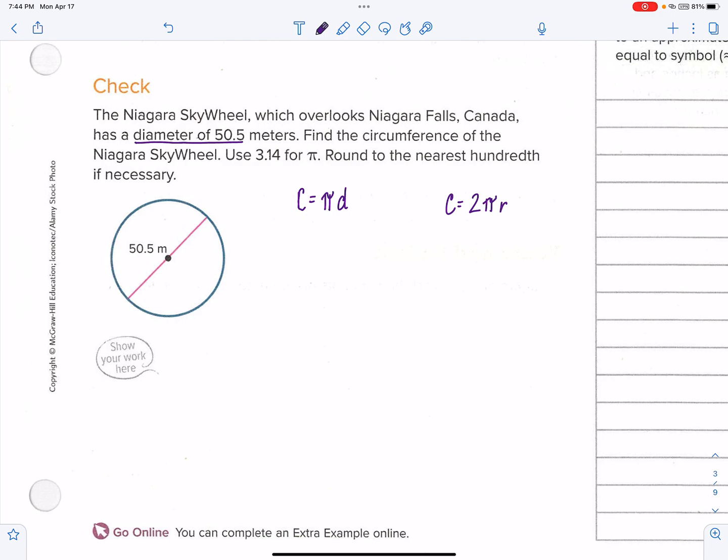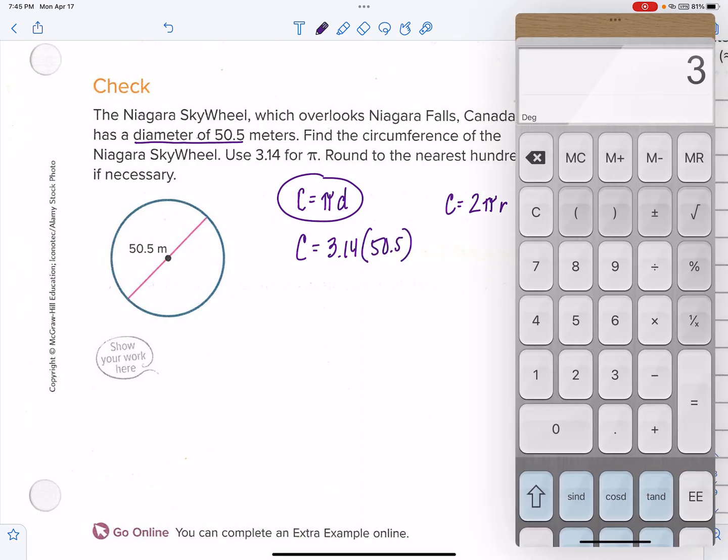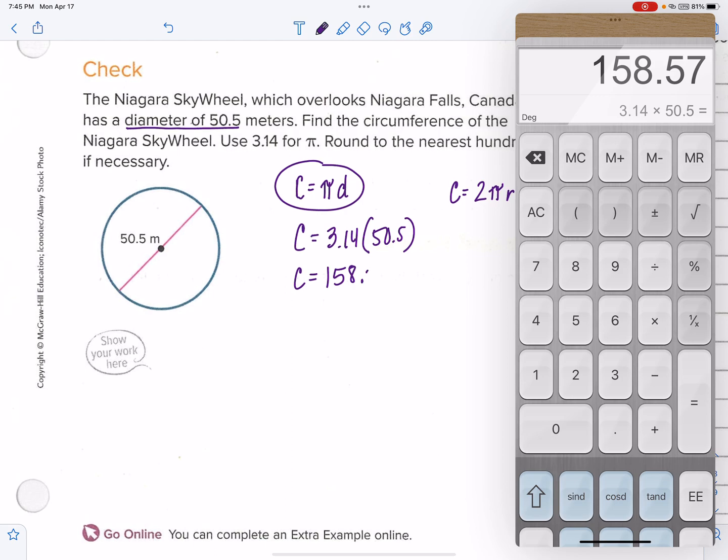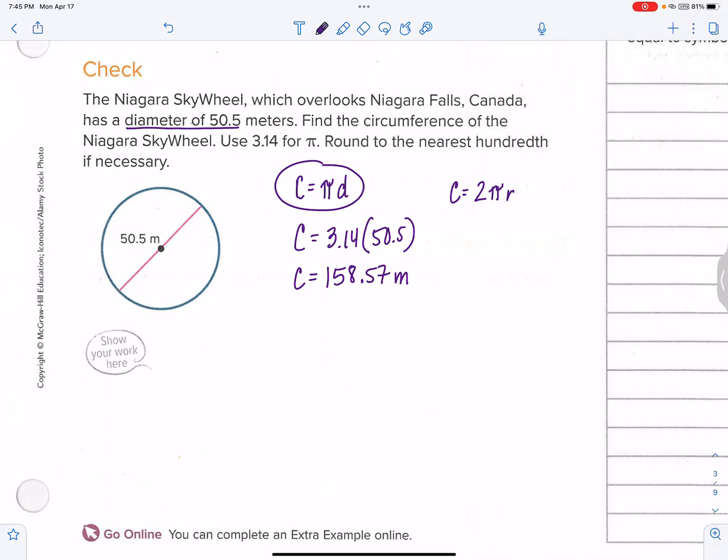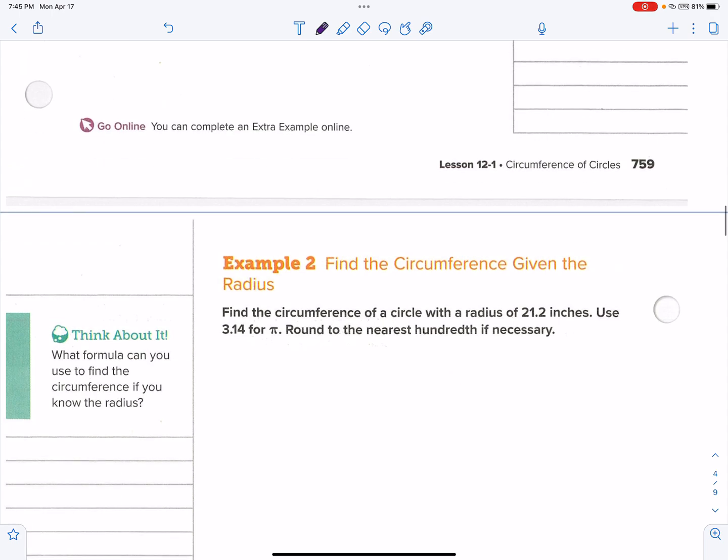Since I know diameter, I'm going to choose to use this one. And we're going to do 3.14 times the diameter of 50.5. Let's go ahead and do that calculation. And we get the circumference around is 158.57, and then look at your unit, that is in meters. And there we go. All right, let's go ahead and take a look at this.